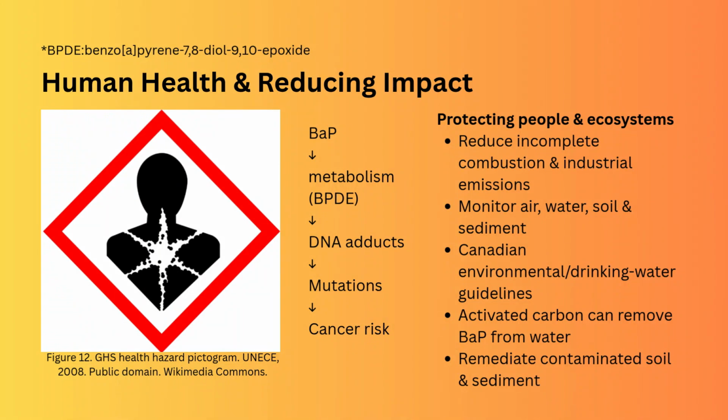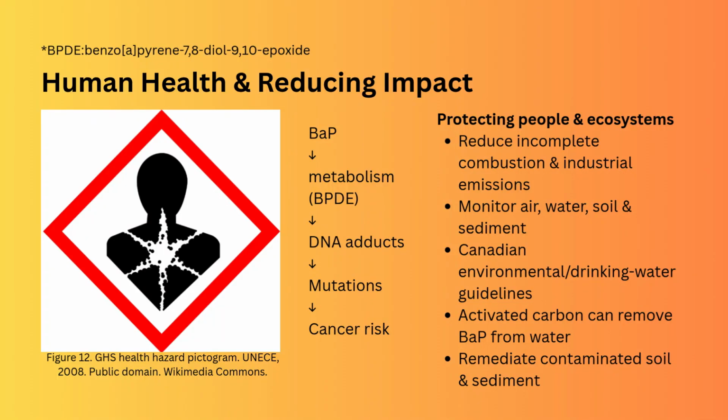If that damage isn't repaired correctly, mutations can remain and eventually contribute to the development of cancer. Because of these risks, reducing exposure starts with reducing BaP at its source. Cleaner combustion and industrial emission controls can limit how much is released, while environmental monitoring and Canadian guidelines can help identify and manage exposure. When contamination has already occurred, methods such as activated carbon treatment and remediation of contaminated soil or sediment can help address it.